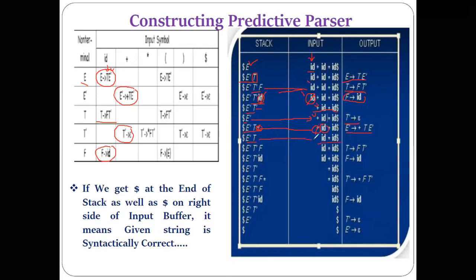Next we have to see T on ID in the table. T on ID, the production rule we should utilize is what? T derives F T dash. Here T on ID, we utilize T derives F T dash. You have to write it starting from the right hand side. Next you have to see the F on ID.